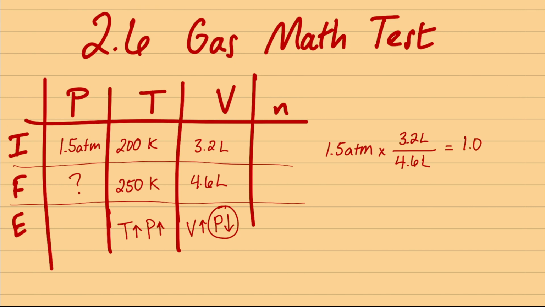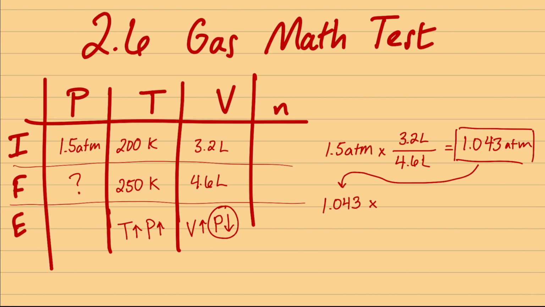So now, if I've only increased the volume, I know that my pressure is going from 1.5 atmospheres to 1.04 atmospheres. I'm actually going to keep one more decimal here, 1.043. Let's go with that, atmospheres. And then I'm going to take this 1.043 atmospheres, and I'm going to treat this as my new pressure, which I'm then going to make a second change to. Now I'm going to change the temperature.